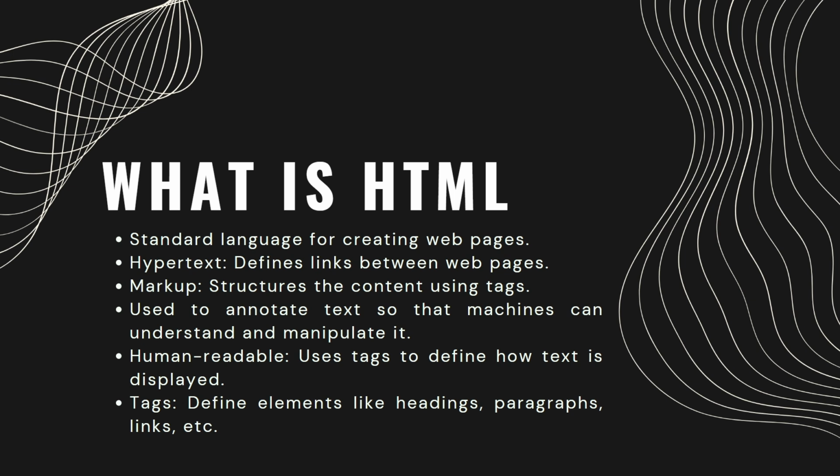The main objective of HTML language is that the machines can easily understand it and manipulate it. In this way we can easily create the web pages using HTML language. It is more human readable because using tags to define text is a much better way of representing the code. And tags are nothing but the elements like heading, paragraph, links, etc. We will see in the further slides what the tags actually are.